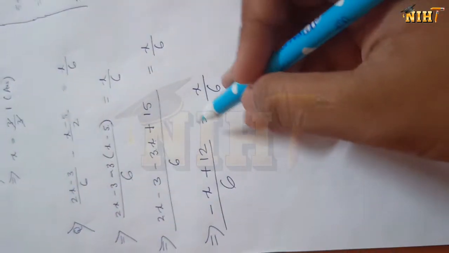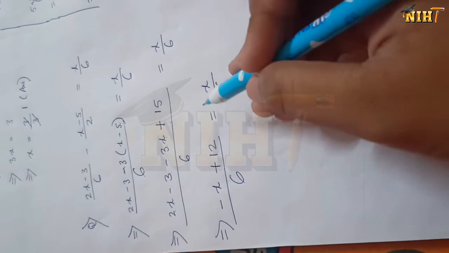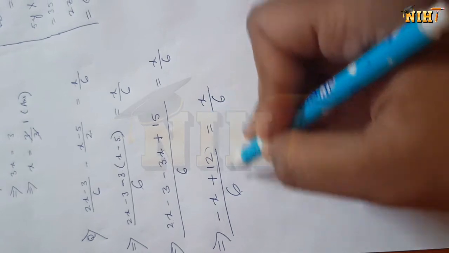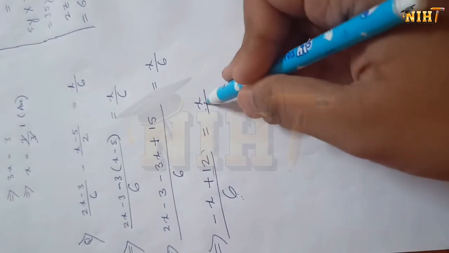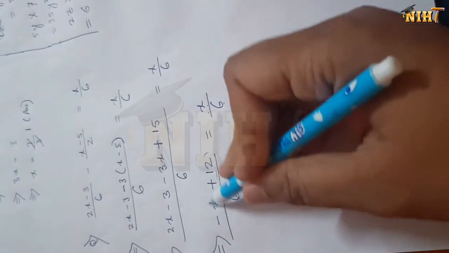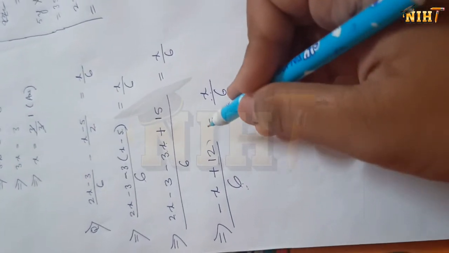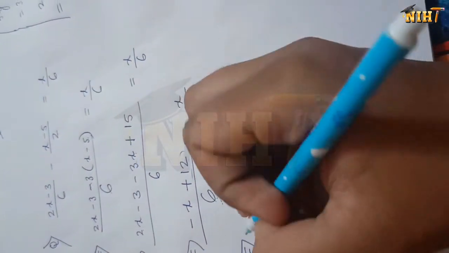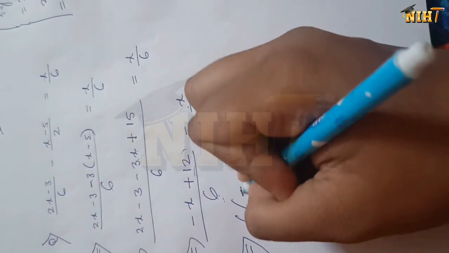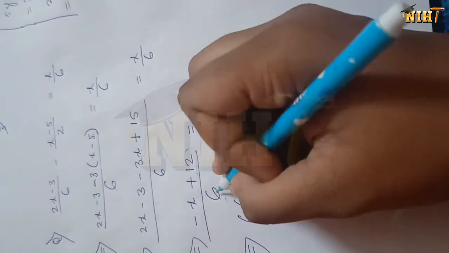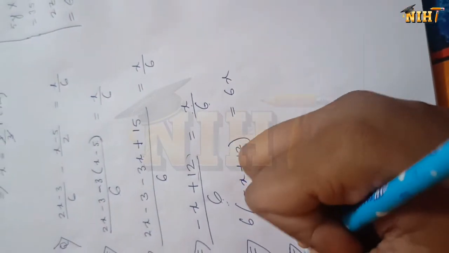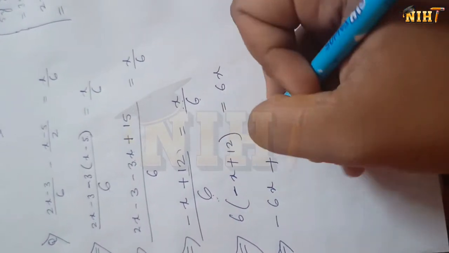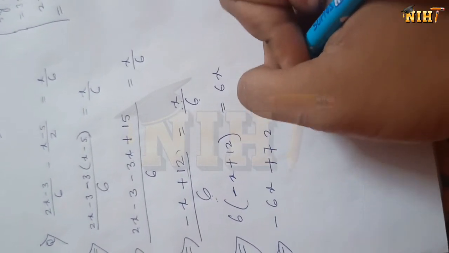Now when there is an equal to sign, always remember it goes by cross multiplication. This 6 will be multiplied by this, and this 6 will be multiplied by its opposite, which is x. So whenever there is an equal to sign, it will be cross multiplication. So 6 we will multiply with minus x plus 12, and this with 6x. So 6 into minus x is minus 6x, plus 6 into 12 is 72, is equal to 6x.